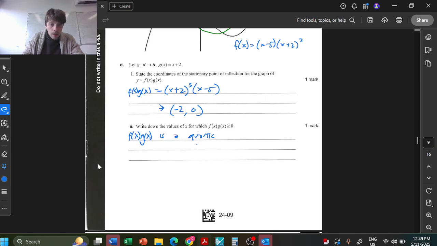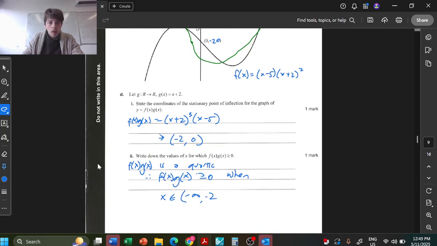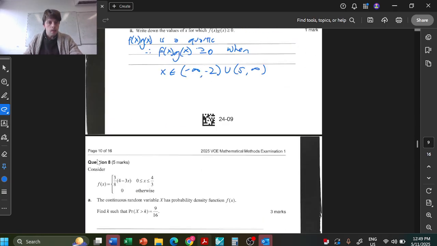So we can say, therefore, f(x)g(x) is greater than or equal to 0 when x is an element of, and we need to write this in the correct notation, from negative infinity up to -2, union with 5 up to infinity. You could write that using set notation if you prefer, but interval notation I think is easier for this particular one.